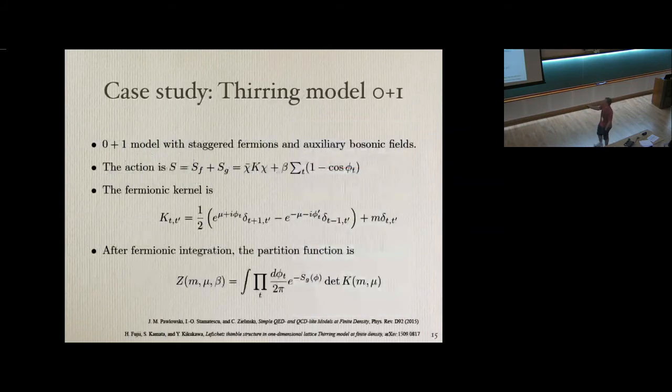I'm going to use a very simple Thirring model. It has a staggered fermion discretization of the fermionic part of the action, and I have some auxiliary variables, if you want, some bosonic fields. You can integrate out the fermionic degrees of freedom, and the partition function then becomes simply a function of this bosonic action and the determinant of the fermionic part. What's nice about this thing is that it was solved analytically, so we know the analytical results, so we can compare it.